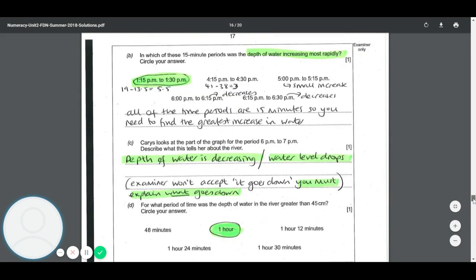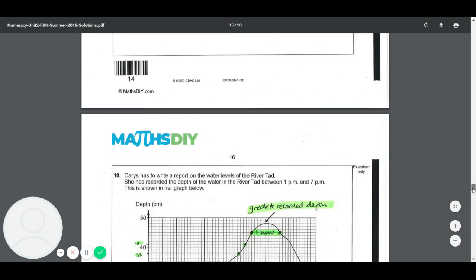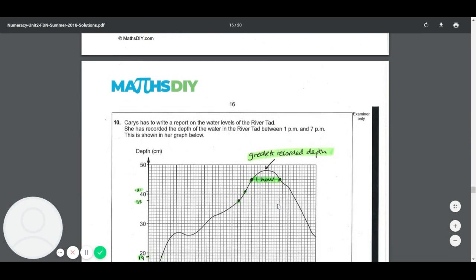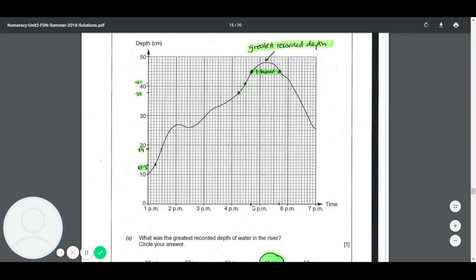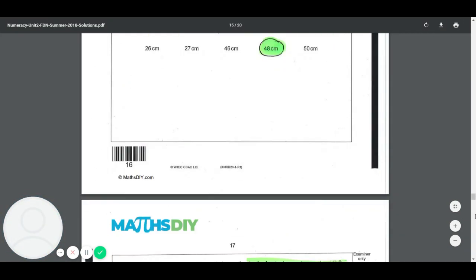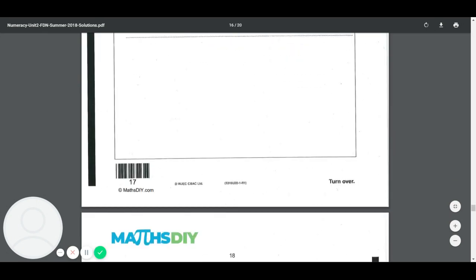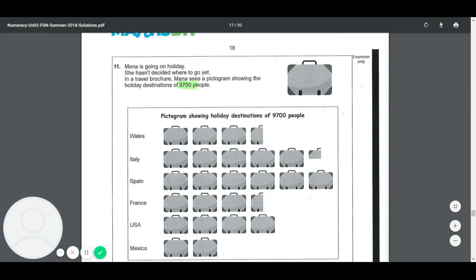For what period of time is the water level greater than 45? So let's look back at the graph. So there's 45. So all between here it's greater, and it's between 4:40 till 5:40, so 1 hour. Okay, so 10 squares is 1 hour, and you can count across, it's exactly 10 squares. Okay, so 1 hour.